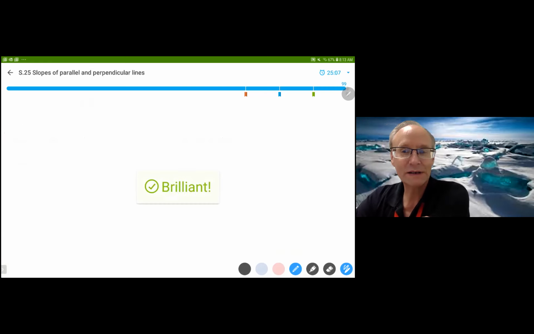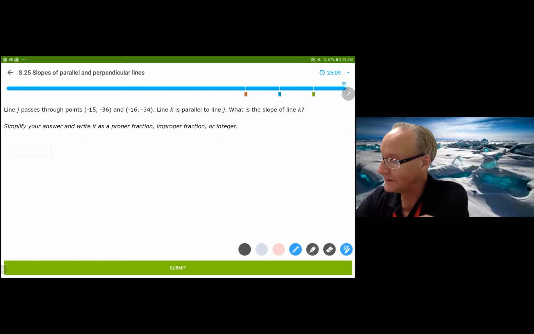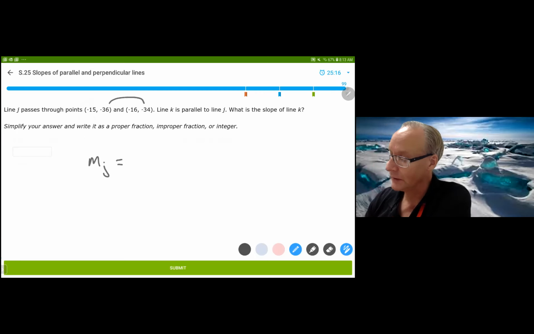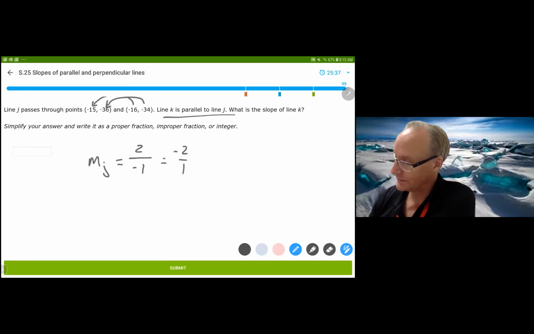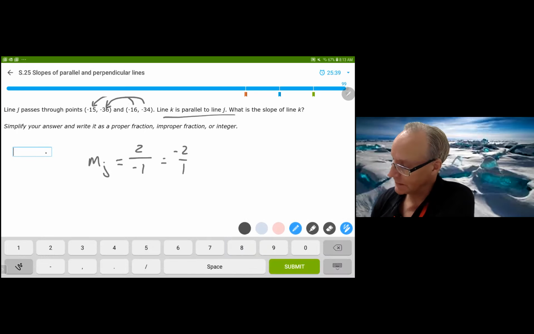And we have a final one, and I hope you guys will practice the slope of line J. I hope you noticed that it really helps to be able to subtract in your head. That's going to be a positive 2. And then I'm going to take the negative 16 plus 15, which is negative 1, which is negative 2 over 1. And they're parallel. So we want the slope of line K, which is negative 2, isn't it? And then we're done. So parallel slopes are equal. This is going to be a negative 2.